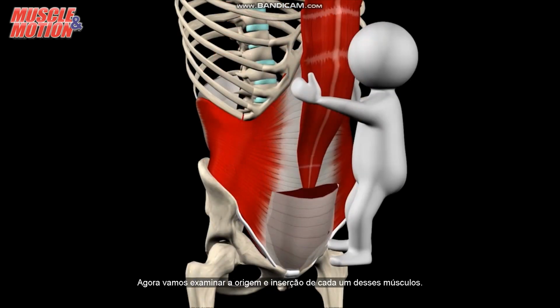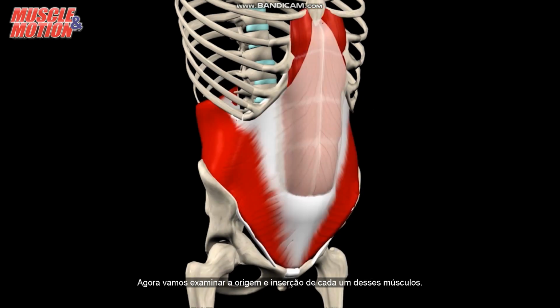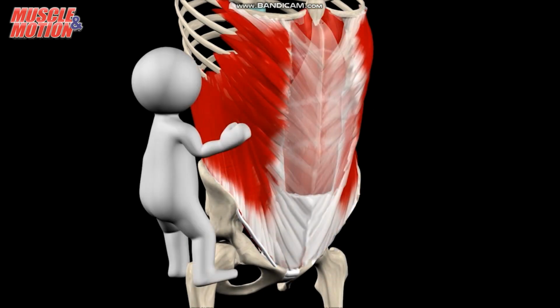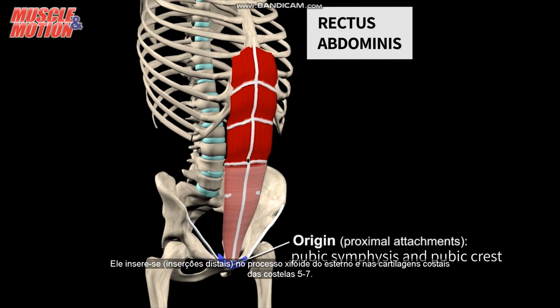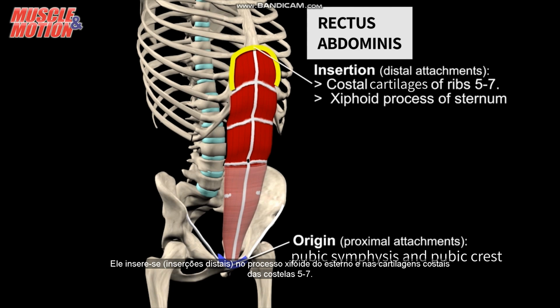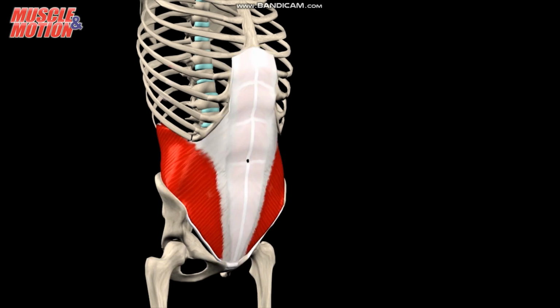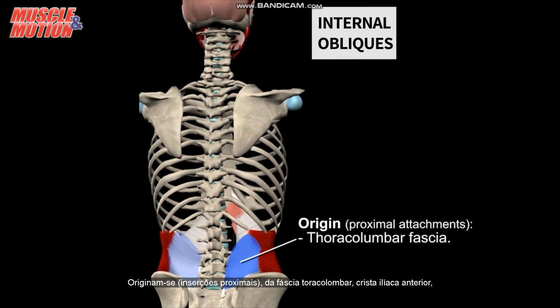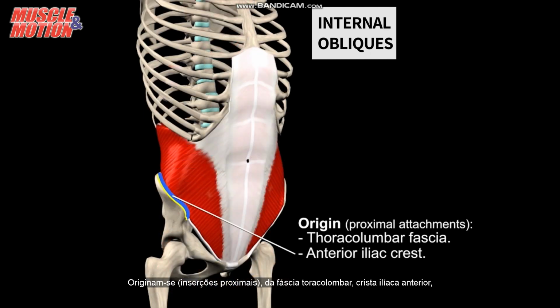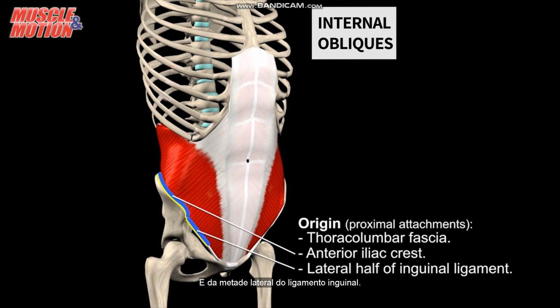Now let's examine the origin and insertion of each of these muscles. The rectus abdominis originates, proximal attachments, from the pubic symphysis and the pubic crest. Moving up through the transversus, it inserts, distal attachments, to the xiphoid process of the sternum and costal cartilages of ribs 5 through 7. The internal obliques, superficial in relation to the transversus abdominis, originate, proximal attachments, from the thoracolumbar fascia, anterior iliac crest, and the lateral half of the inguinal ligament.